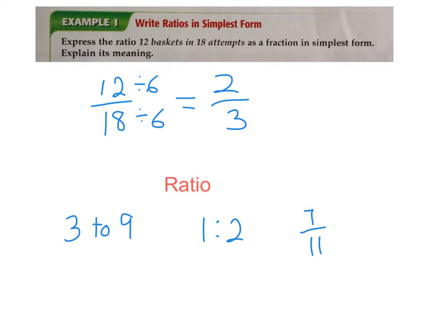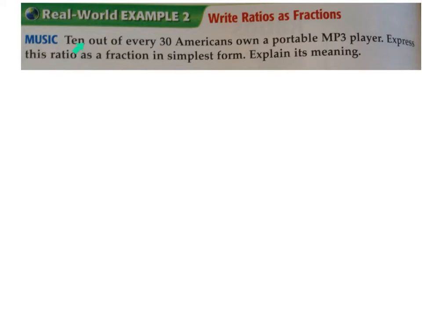Now what that means is, in order to get to 12 baskets in 18 attempts, we would have to make 2 baskets in every 3 attempts. So if we kept making 2 baskets in every 3 attempts, we'd eventually get to 12 baskets in 18 attempts. So here's another example of how that would look.